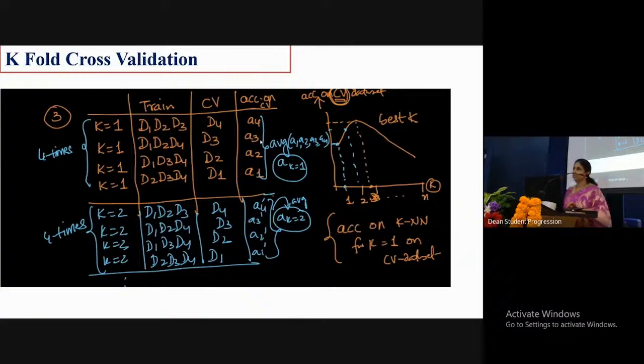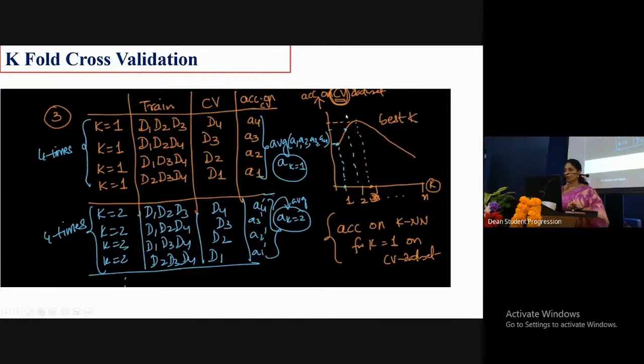What I do is, for k is equal to 1, I average out A1, A2, A3, A4, and that is the final accuracy for k is equal to 1 with 80% data considered for training and testing. For k is equal to 1, whatever average value you got, you note it down. Likewise I do for k is equal to 2, k is equal to 3 and k is equal to 4.